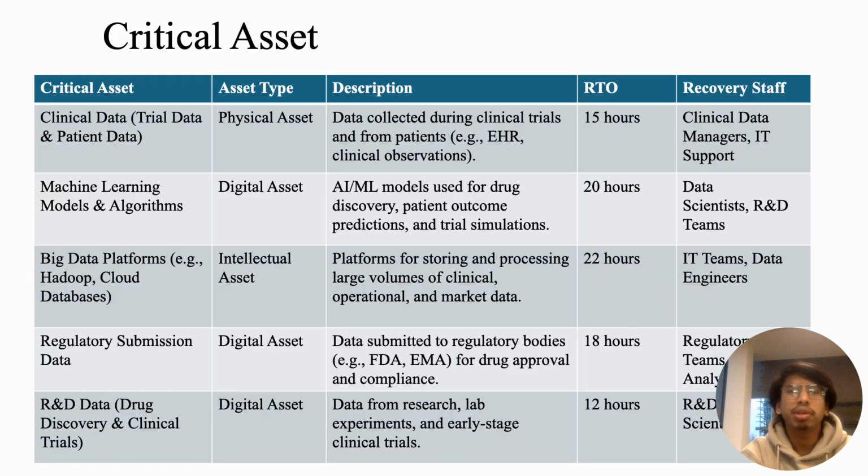Now the critical assets measures. Some of the critical assets are clinical data, trial data, and patient data. The asset type is physical assets. The data collected during clinical trials and from patients, for example EHR and clinical observations, takes around 15 hours. The recovery staff are clinical data managers and IT support. Machine learning models and algorithms are digital assets, which need around 20 hours. They can be recovered by the data scientists and R&D teams. Big data platforms, for example Hadoop and cloud data houses, are intellectual assets, which take around 22 hours, and the recovery staff are IT teams and data engineers.